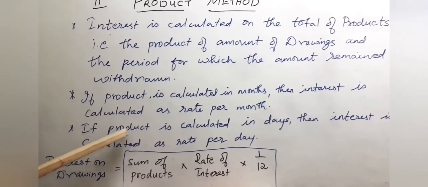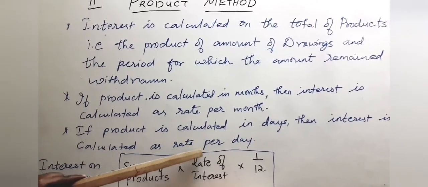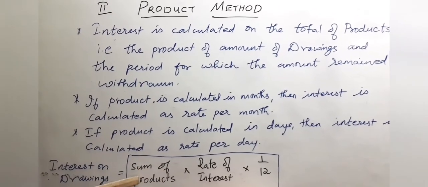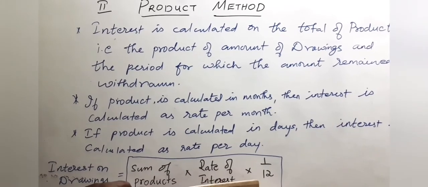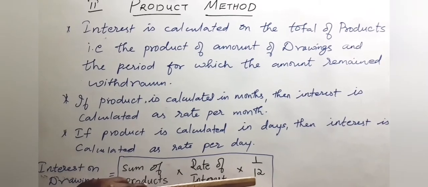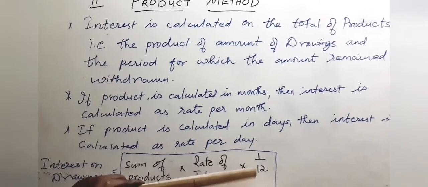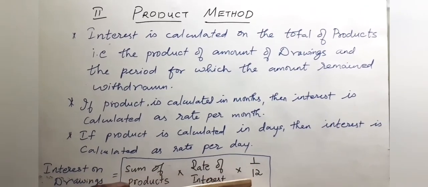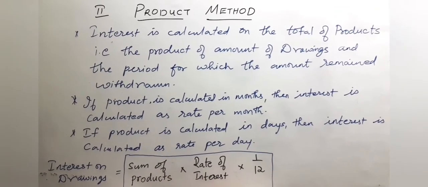Then if the period is calculated in days, then the interest is calculated on the rate per day. That means you want to apply the same formula. First you want to find the sum of the product, you want to apply the rate of interest, but here you want to calculate for the days. So what is the total number of days in a year? 365 days. So based on that you will be calculating the number of days used divided by 365 days. So this is a formula, children.